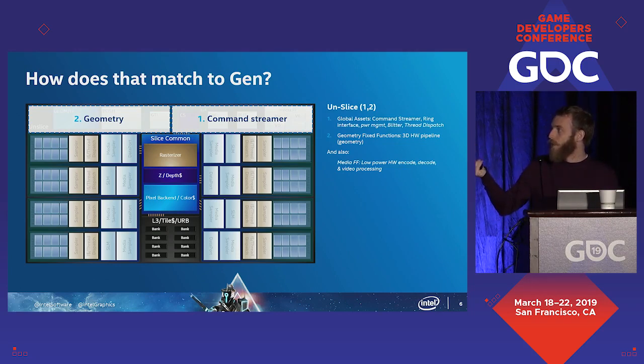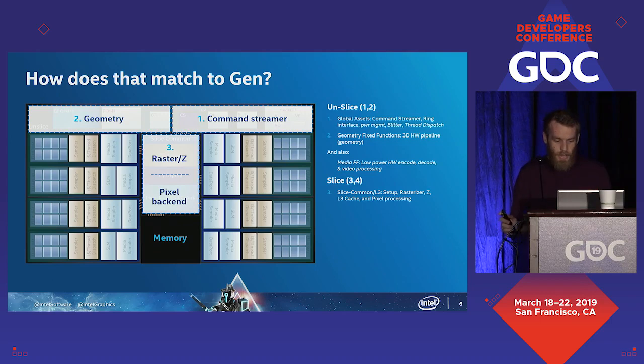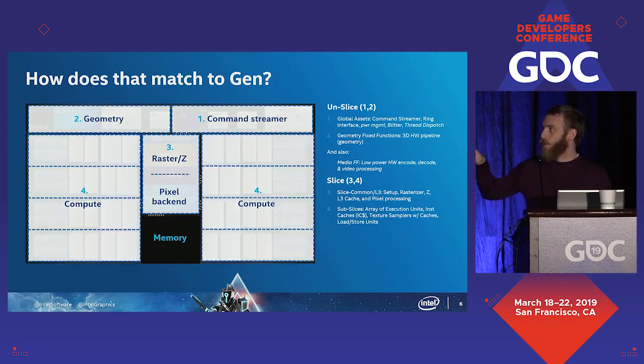So that's the top block, the unslice. The rest of the GPU, all this is called the slice. And you have in the middle what we call the slice common. The slice common has the blocks that I mentioned earlier, so the rasterizer, the depth path, the pixel backend, as well as the L3 cache marked as memory here. And the rest of the slice is actually 8 subslices, and each subslice is an array of execution units, which are our graphics core. It has instruction caches, texture samplers, and load and store units, etc. Now, let's dive into every single one of these blocks separately.